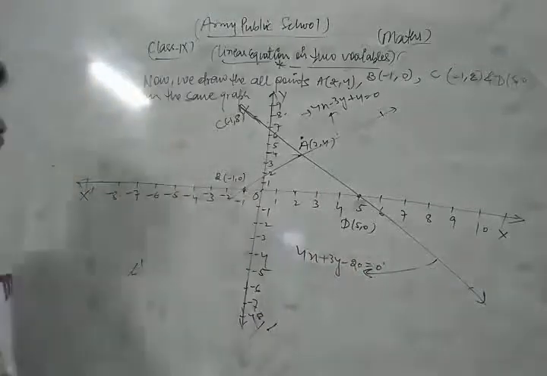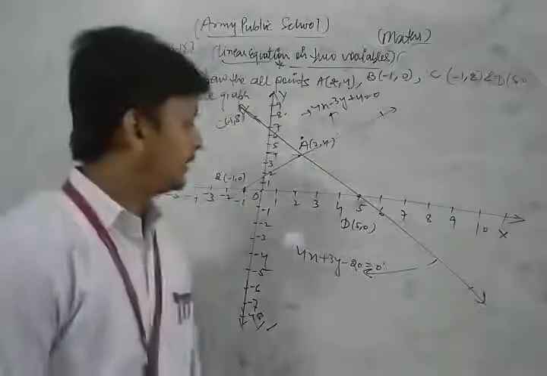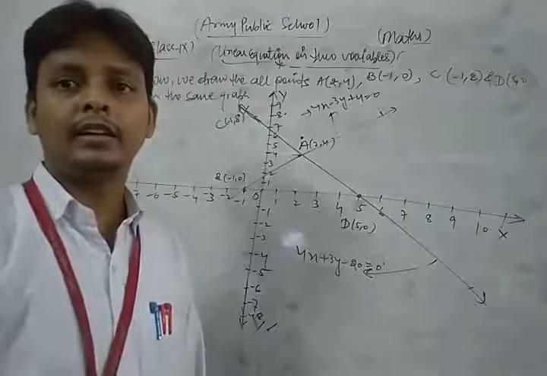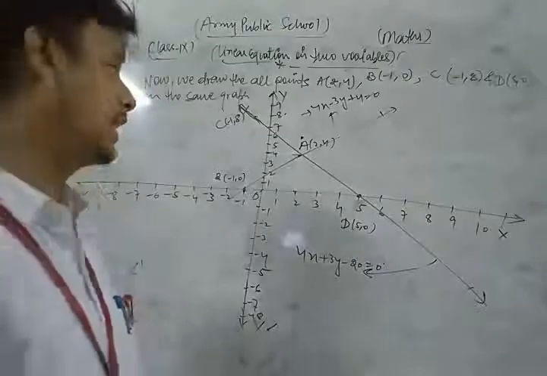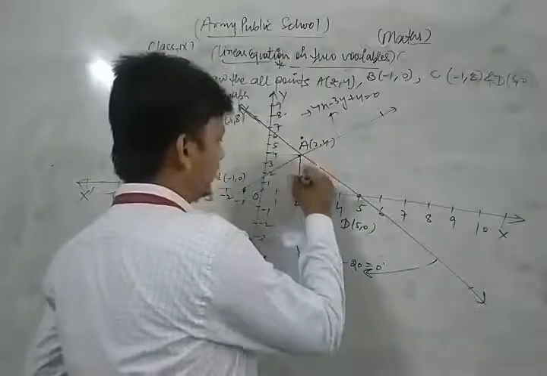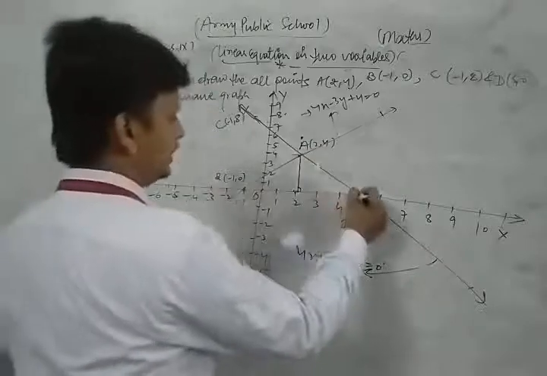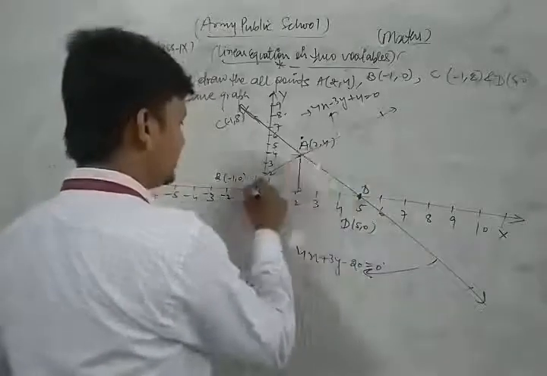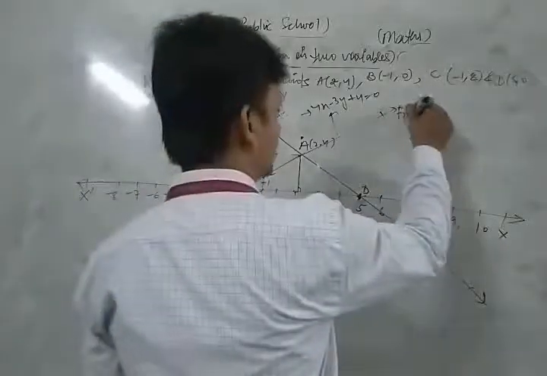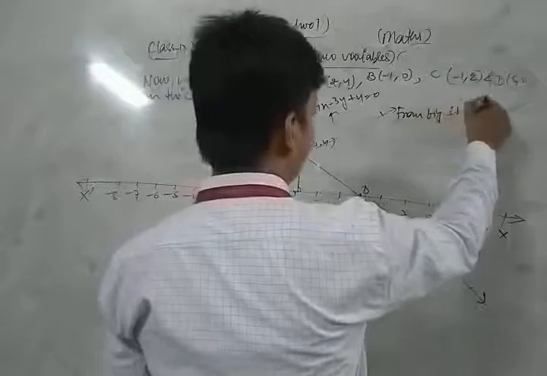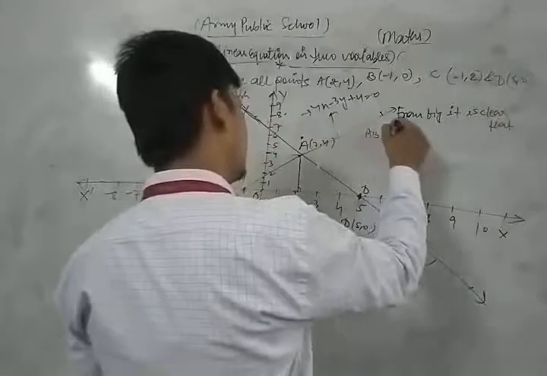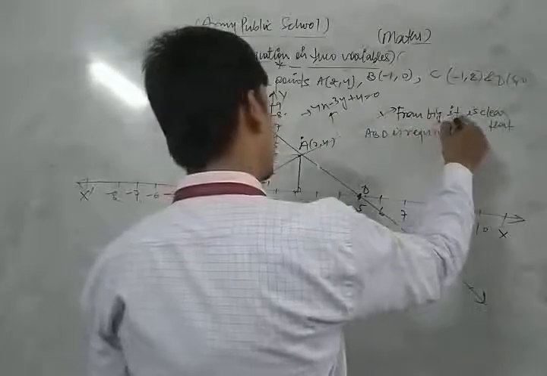Okay, now what do we find? Dear student, we find the area with these lines and the x-axis. So first of all, we draw a perpendicular here, and here A, this is B, and suppose this is D. So here ABD is the required triangle. From the figure, it is clear that ABD is the required triangle.